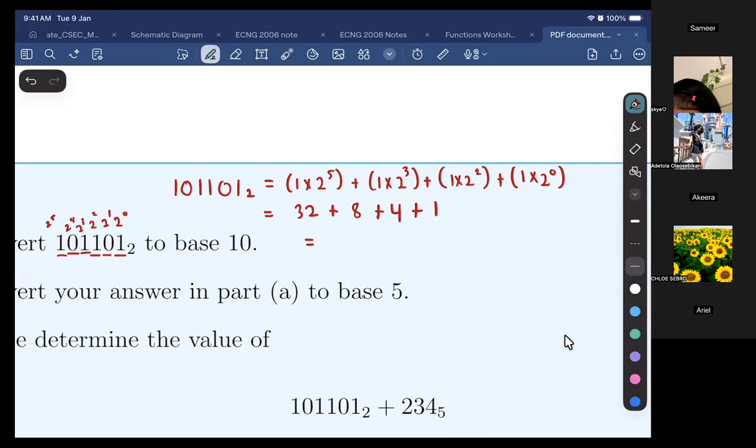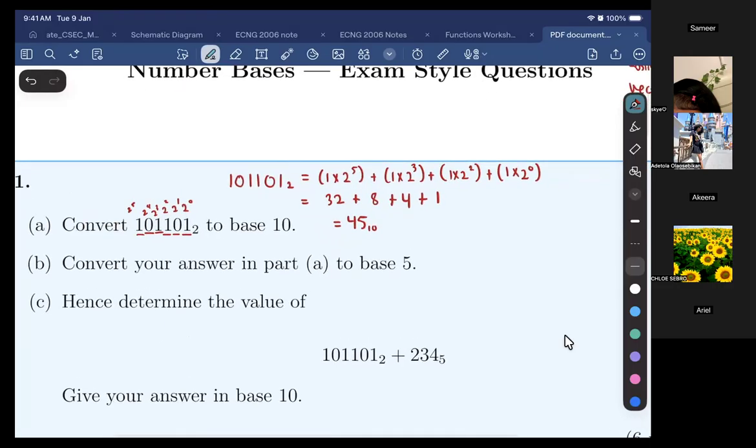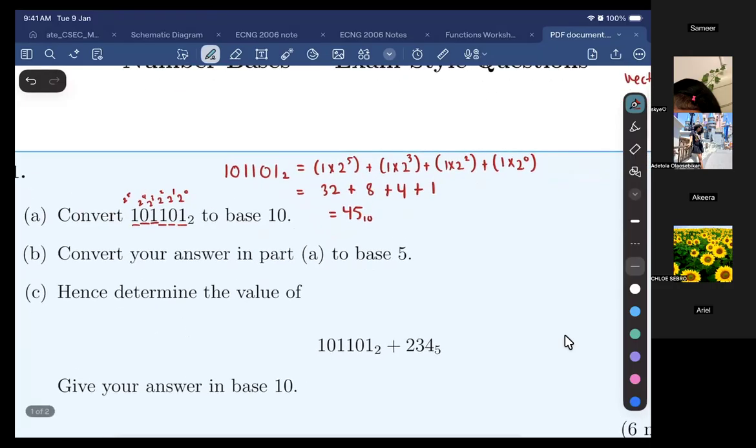So 32 plus 8, I'll use my calculator, is 40. 40 plus 4 is 44. 44 plus 1 is 45. So the answer is 45 in base 10. Easy or hard? Easy. Great. Right.